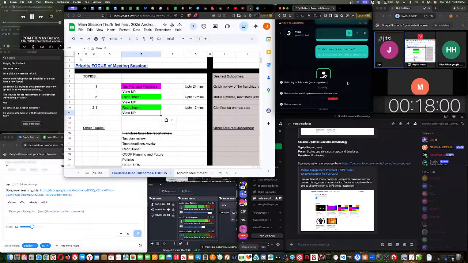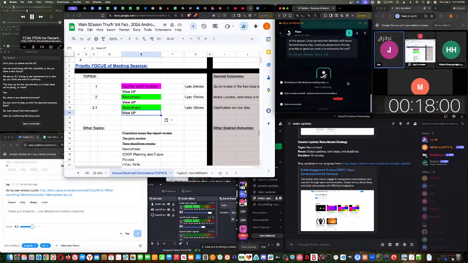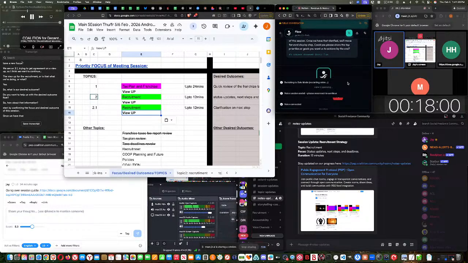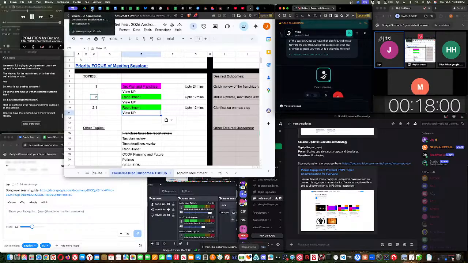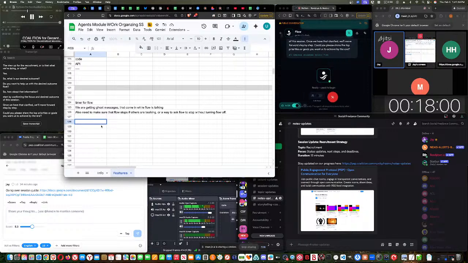To have a clarification, let's start by confirming the focus and desired outcome of this session. Once we have that clarified, we'll move forward step by step. Could you please share the top priorities or goals you want us to achieve by the end?